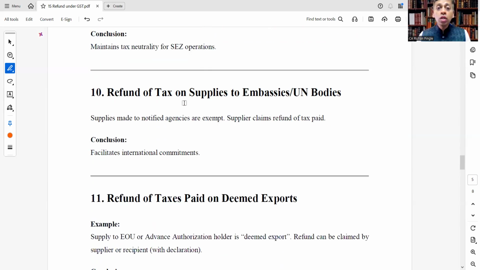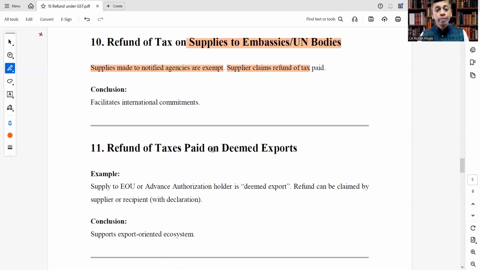Refund of tax on supplies to embassies and UN bodies. Supplies made to notified categories, notified agencies are exempt. Supplier claims refund of taxes paid. So the conclusion we can draw is that it facilitates international commitments. Supplies made to notified agencies like embassies and UN bodies are exempt, and the supplier can claim refund of taxes paid.